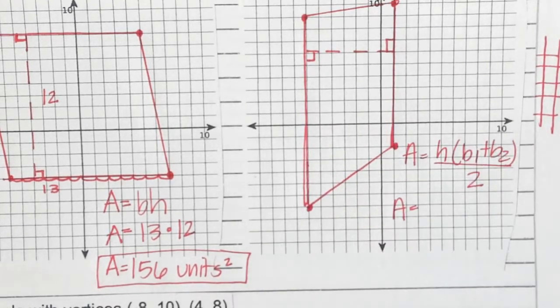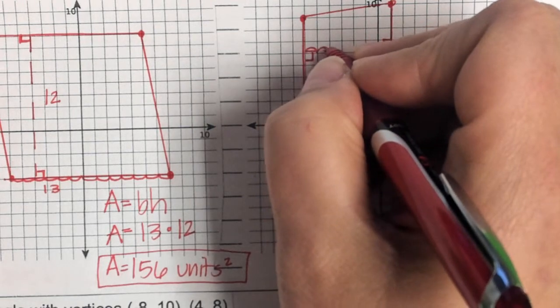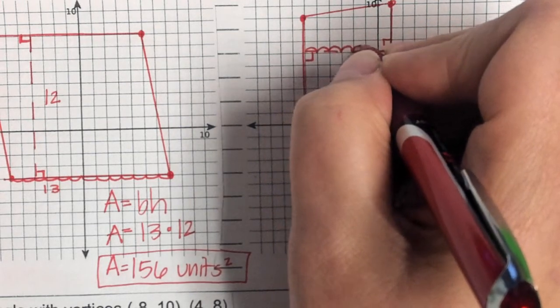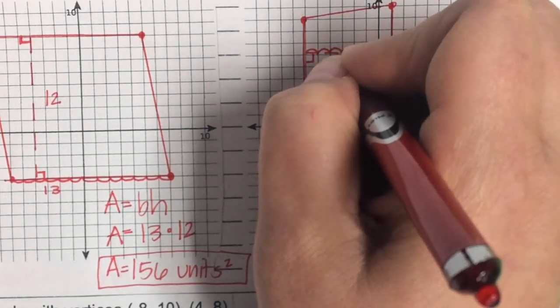So we got to measure our height on this one. Okay, so we're going to come up here and it is 1, 2, 3, 4, 5, 6, 7. Do we agree? Yes. Awesome.